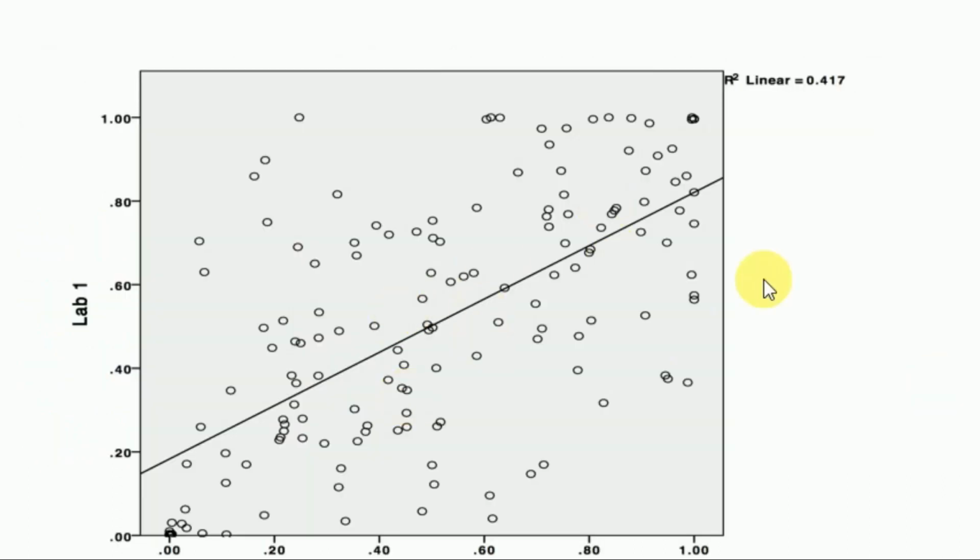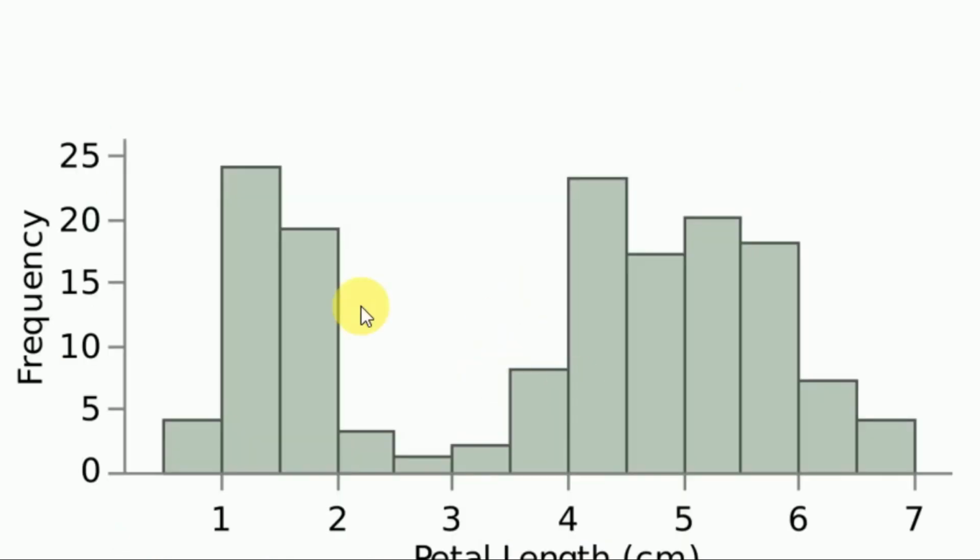So this is a scatter diagram or dot diagram, and it is usually used to present quantitative data. This is a histogram. Histogram is also used for presentation of the quantitative data, and it is the most commonly used graphical representation of grouped frequency distribution.